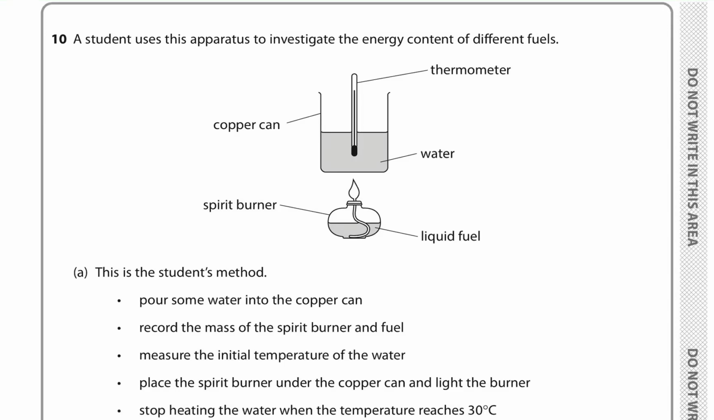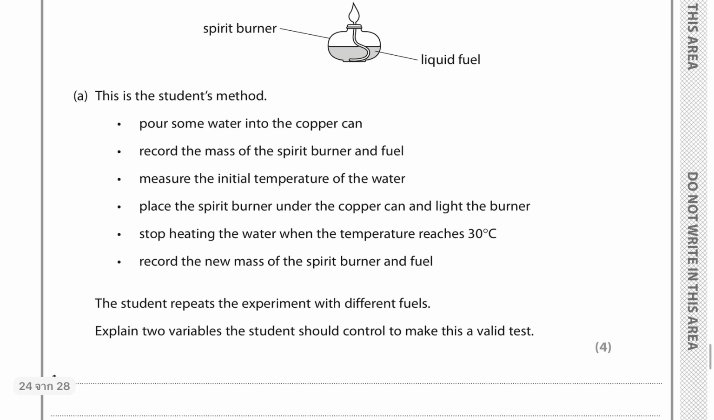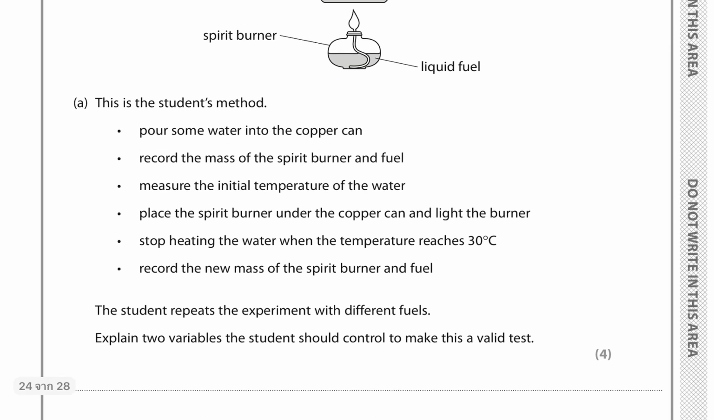Question 10. A student uses this apparatus to investigate the energy content of different fuels. This is the student's method. Pour some water into the copper can. Then record the mass of the spirit burner and fuel. Measure the initial temperature of the water.